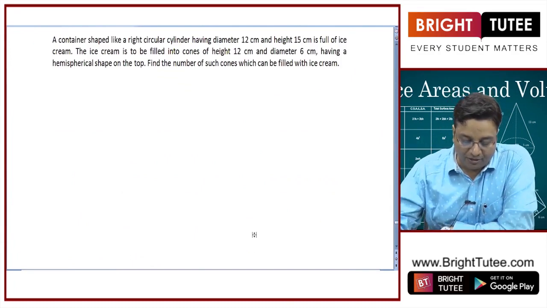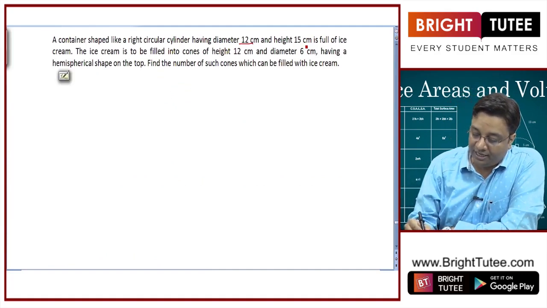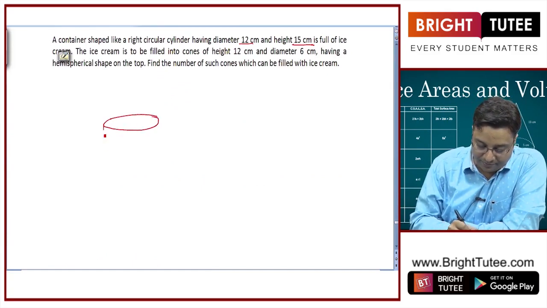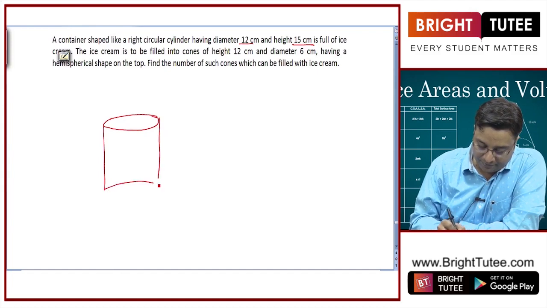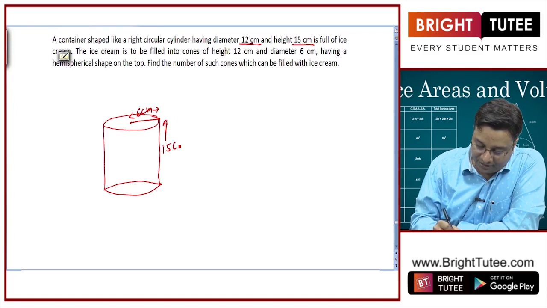Okay, now I have got a container shaped like a right circular cylinder having diameter 12 centimeter and height 15 centimeter. So there is a right circular cylinder with dimensions. Diameter is 12 centimeter. So what is the radius? 6 centimeter. And what is the height? 15 centimeter.